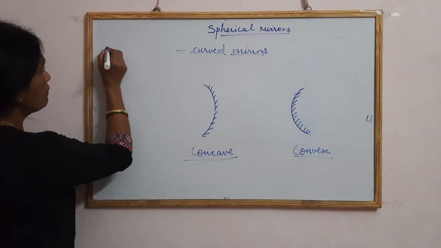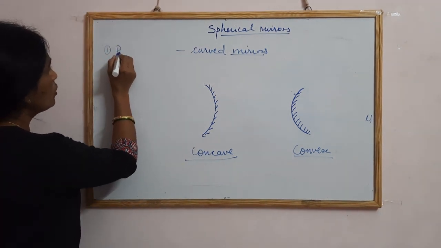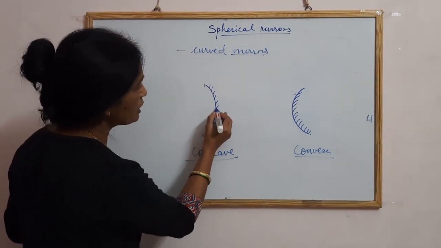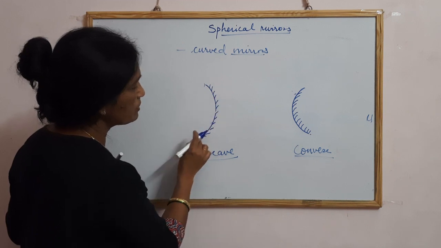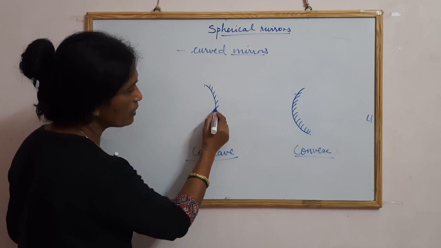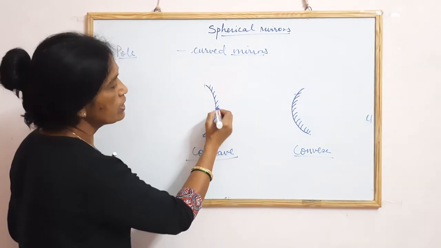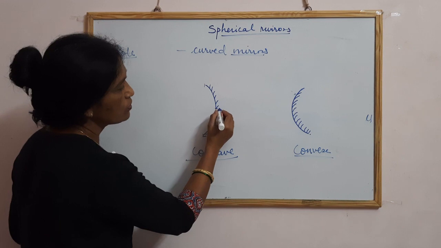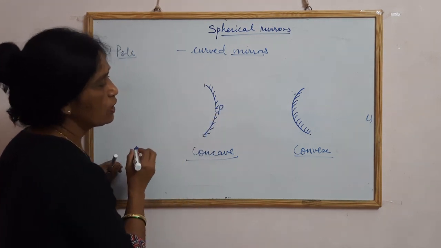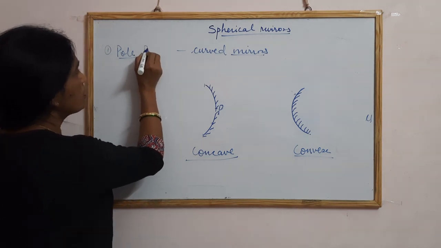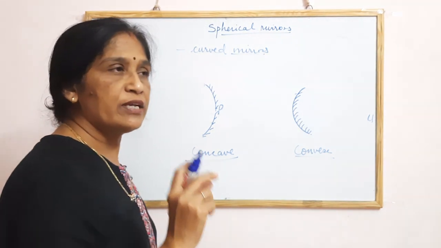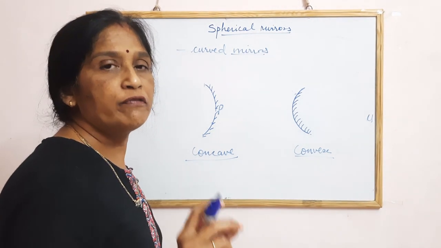The first point we have to see is the pole. So what is pole? Pole is the actual center of this curvature part of a mirror. This curvature part has some point which is its center point. The center point of this curvature part is called the pole, and it is denoted by capital P. How will you define it? It is the actual center of the curvature part of a mirror.